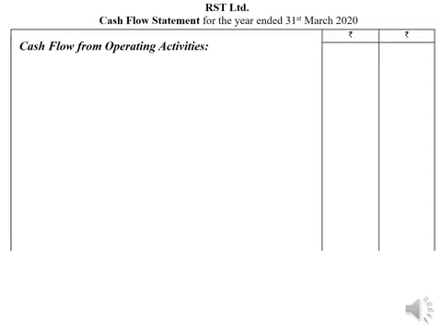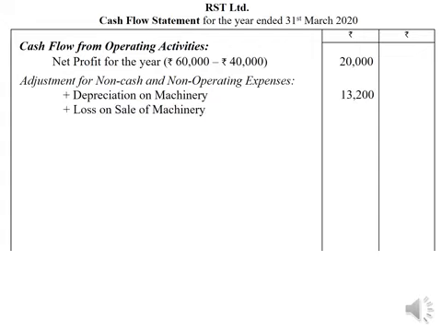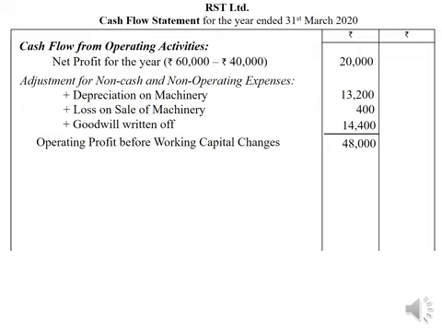Cash from operating activities: net profit for the year. Take the difference, 60,000 minus 40,000, which leads to an increase in profit of 20,000. Adjustment for non-cash and non-operating expenses: depreciation on machinery should be added back, loss on sale of machinery should be added back, then goodwill written off should be added back. So the amount will be 48,000. Adding the things, we get 48,000 as operating profit before working capital changes.